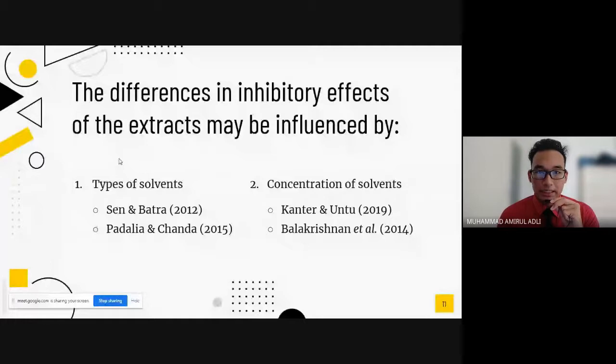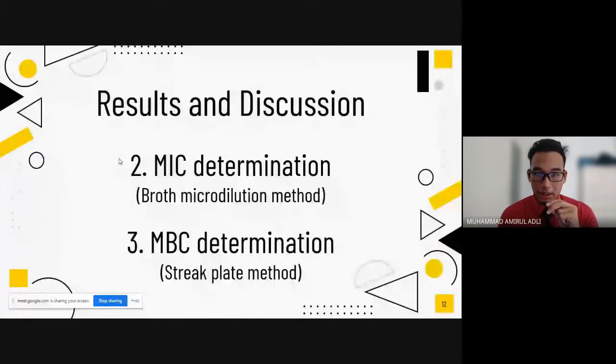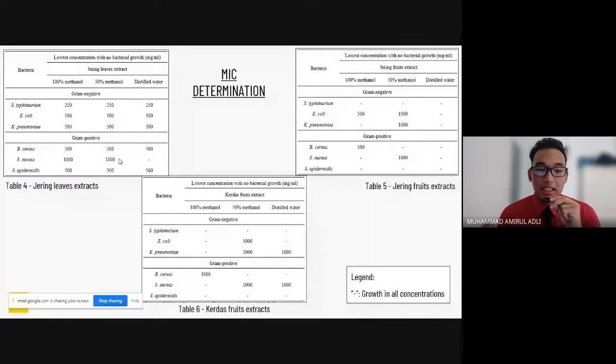Now we move on to the results for minimum inhibitory concentration, or MIC, and minimum bactericidal concentration, or MBC determinations. So for the MIC determinations, as you can see, the Jering leaves extract in table 4 showed various MIC values ranging from 250 to 1000 milligram per milliliter. And as you can see in Jering fruit extract in table 5 and Kerdas fruit extract in table 6, the MIC values only exist against certain types of bacteria, ranging from 500 to 1000 milligram per milliliter.